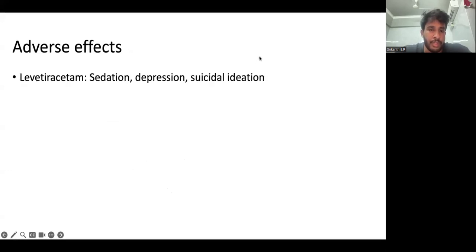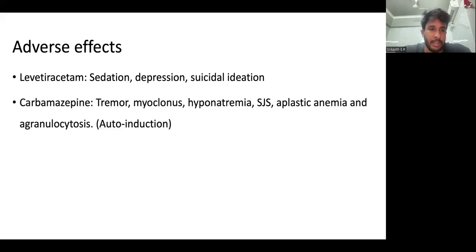If you're using levetiracetam, the main problem in patients on long-term levetiracetam is actually suicidal ideation. Because it inhibits dopamine release also, that causes depression and suicidal ideation, especially in young patients. Other than that, it can also cause drowsiness, which is not a major complaint. The drug interactions associated with levetiracetam are comparatively fewer as compared to other AEDs.